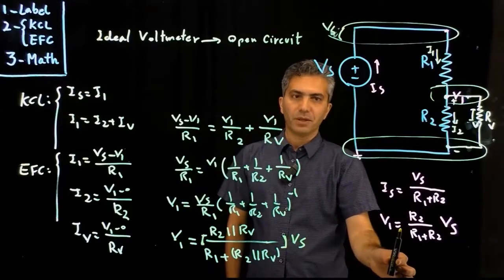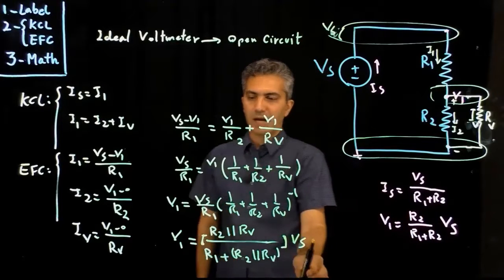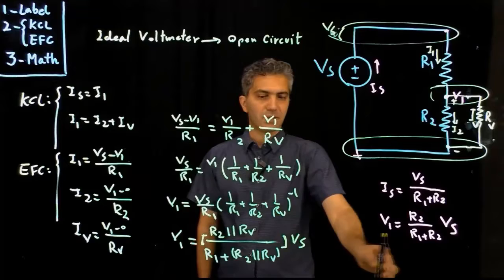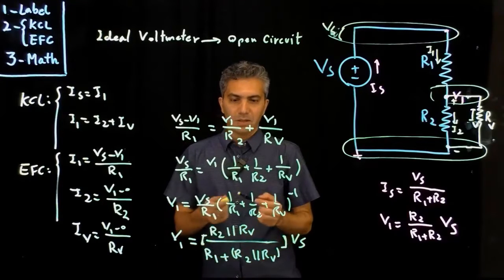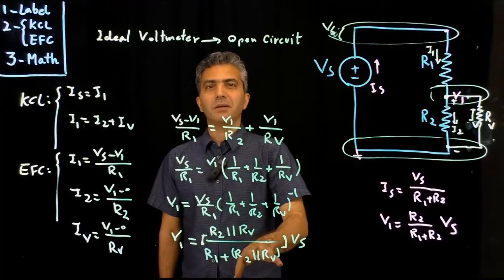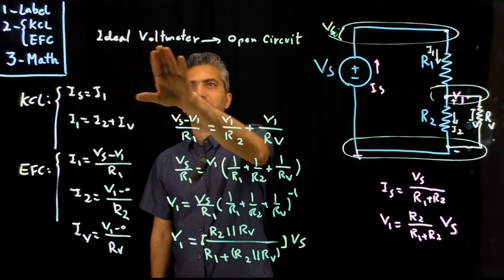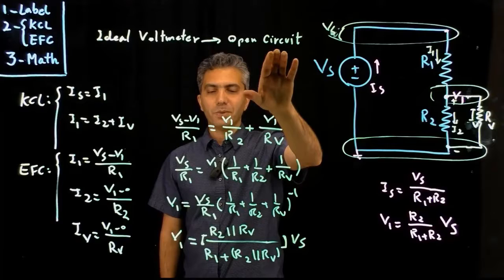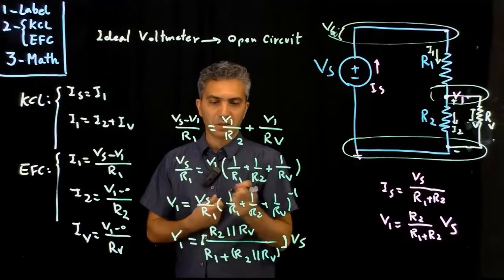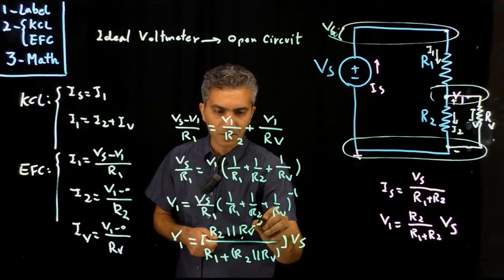So look at this. Before I put the voltmeter in, this was the voltage. Now after I put the voltmeter in, this is the voltage. And obviously you can see the difference, right? Now with this, you should get a better feeling for why the ideal voltmeter should be an open circuit. Look at this. If the voltmeter is an open circuit, then RV is infinity, right?